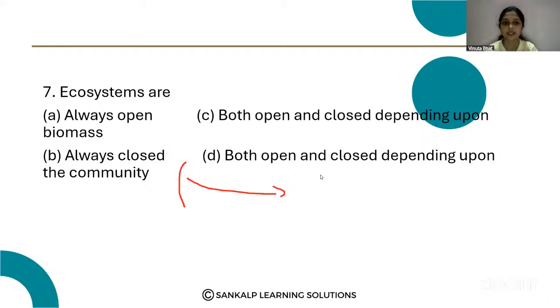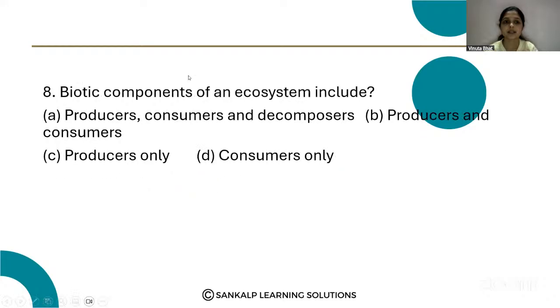Okay, we'll move to the next question. Question number 8. Biotic components of ecosystem include. You know, biotic components means they are the living organisms, the living components in an ecosystem.